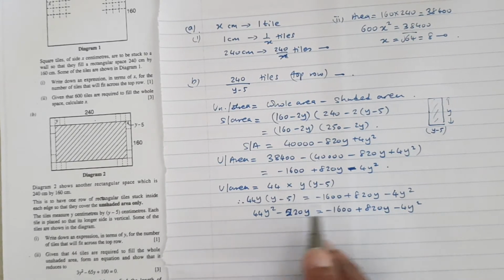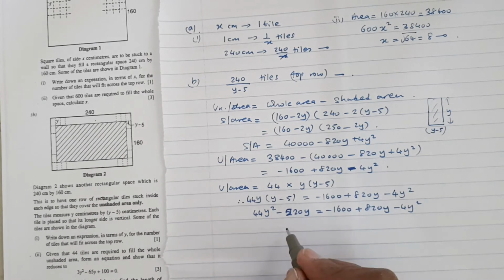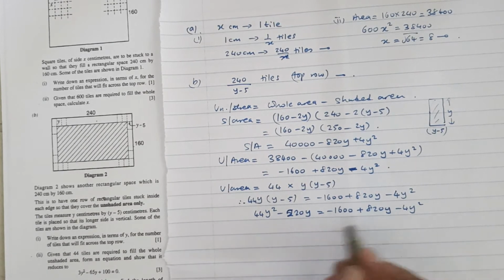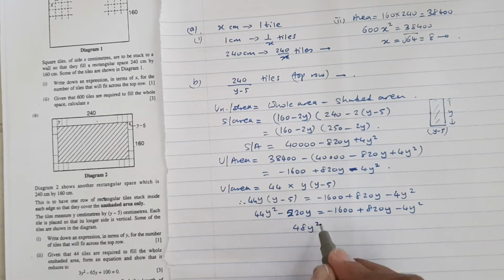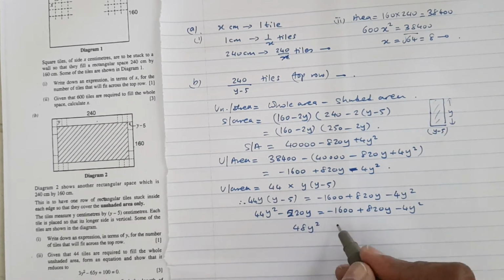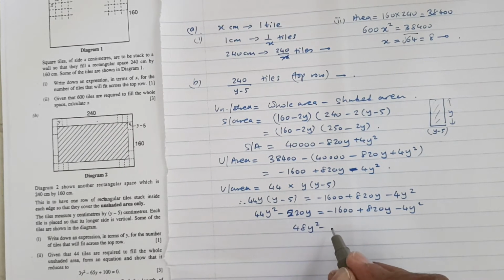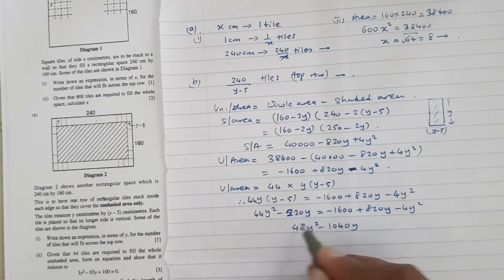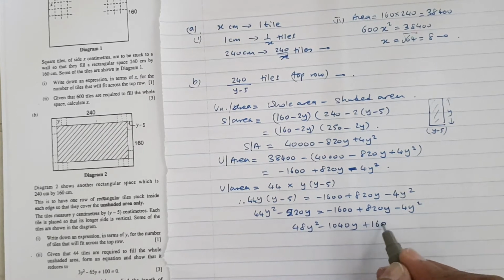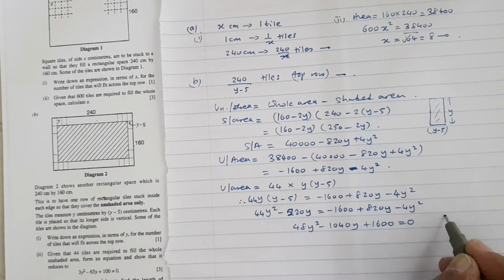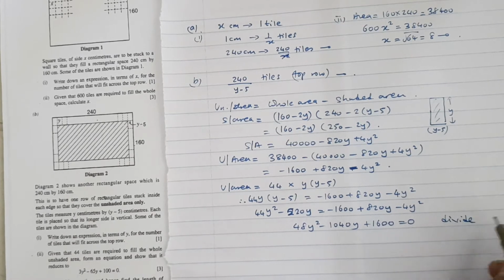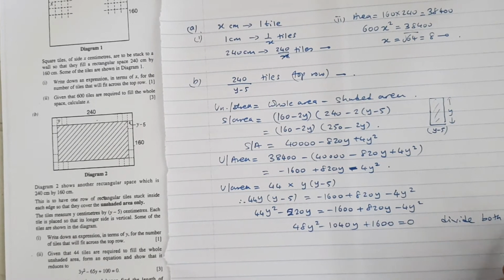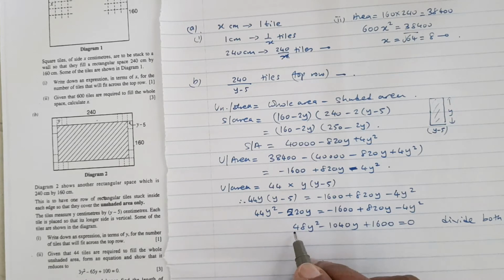Now we're going to rearrange this, and if you were to rearrange this, 44 plus 4 is 48y squared, minus 820 is minus 1,040y, and this comes here, plus 1,600 is equal to 0, and you can divide both sides by 3. I mean by 16.